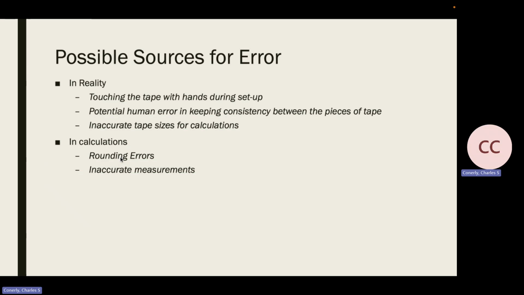So when we're talking about possible sources of error for our experiment, first we want to look at the reality. This is if we were to be doing it in person. Touching the tape with our hands during setup, which we'll go over in a second, could cause errors. Potential human error in keeping consistency between the pieces of tape. And then inaccurate tape sizes for calculation. This could just be human error in actually cutting and measuring the tape. And in calculations, by putting in some of the numbers and rounding ahead of time, it could lead to some inaccurate numbers. And if we plug inaccurate measurements into the code, it won't get fixed by the program.